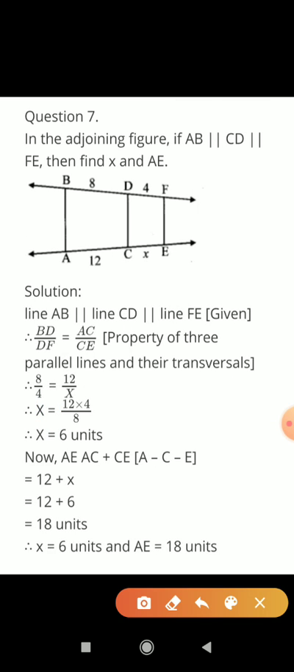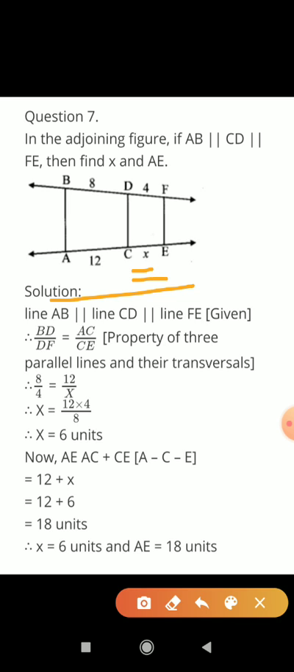Next question, question number 7. In the adjoining figure, if AB parallel CD, CD parallel FE, then find X and AE. So in the figure we can see here is X and AE, so total distance AE. So we can write AE is equal to AC plus CE, and CE is nothing but X. So if we find X, then we can easily find AE.